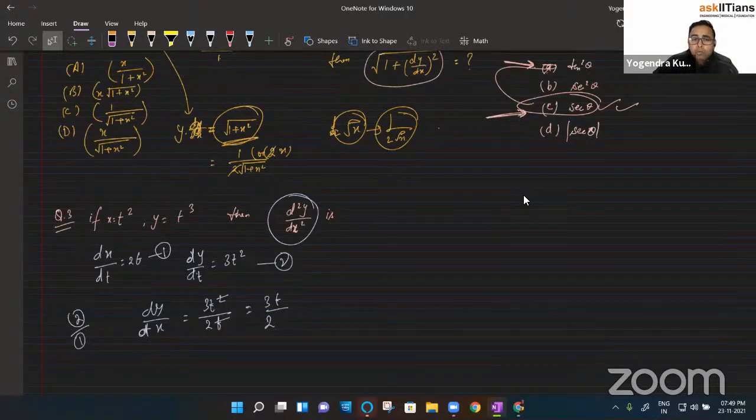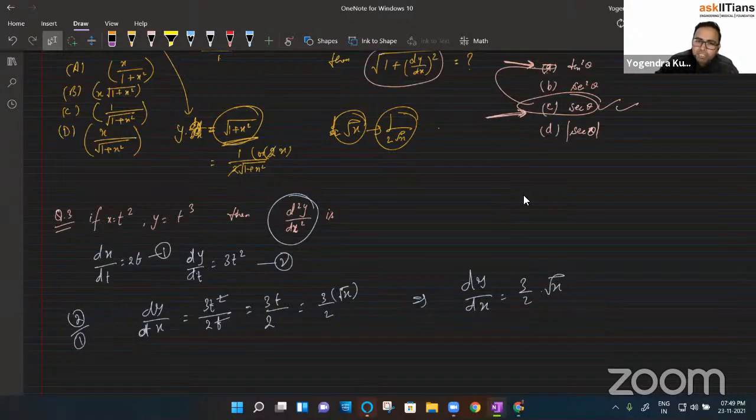Perfect, right? Now what should we do? I need to get d2y by dx squared. So what should I do first? Replace t. Replace t by this. I think this is better, right? So t, it will be 3 by 2 and then t will be what? Root of x. Is that clear, guys? So finally, dy by dx is nothing but 3 by 2 root of x. Clear? Now differentiate once more because I need to get d2y by dx squared. So d2y by dx squared will be what?